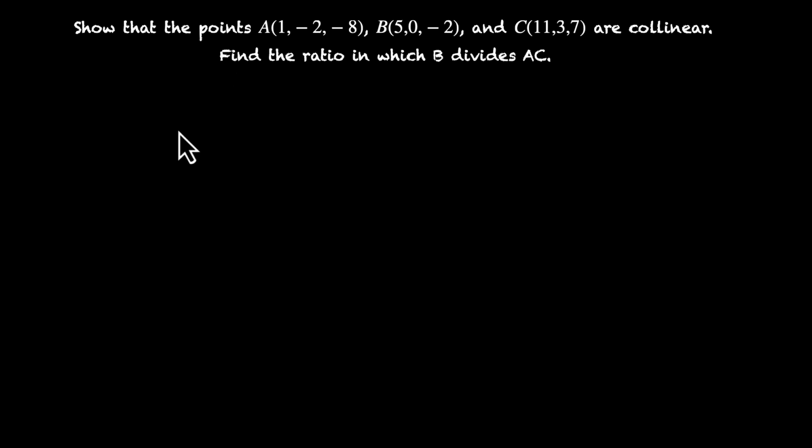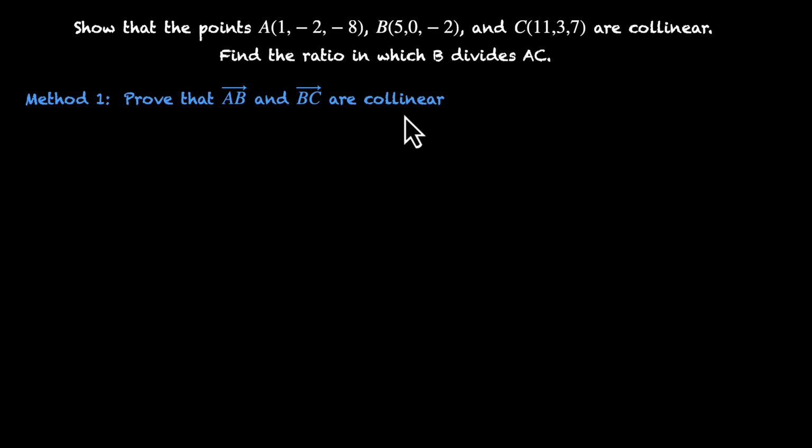Okay, let's do this step by step. The first thing that we have to do is to prove that these 3 points are collinear. There are 2 ways to do this. Method 1 is to prove that AB vector and BC vector are collinear. And the second method involves distances. We can find the magnitudes of these 3 vectors, AB, BC, and AC, and prove that AB plus BC is equal to AC. We'll not prove using method 2, we'll use method 1 here.